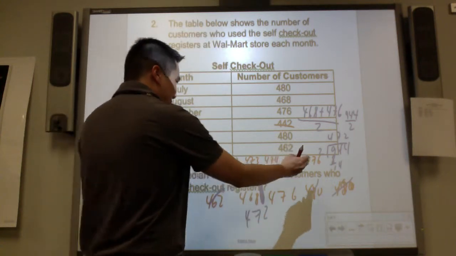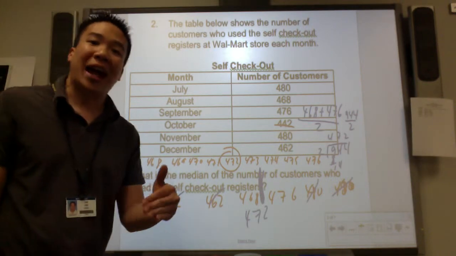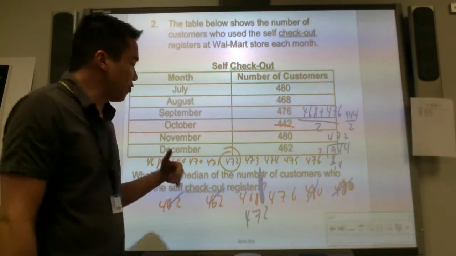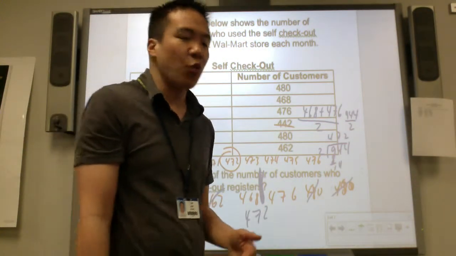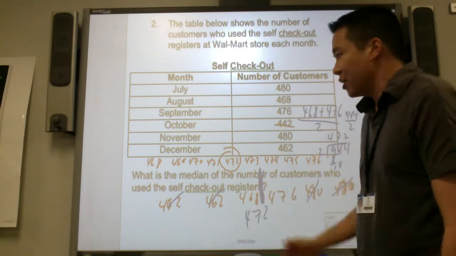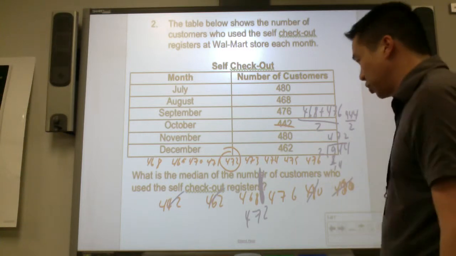So what is in the center of this? 472. You can write them all out to find out. It's not the most efficient, but it does work. You can write them all out and find what's right in the direct halfway point of this. The median is the halfway point of this. That means half of the numbers are above 472, half of the numbers are below 472.